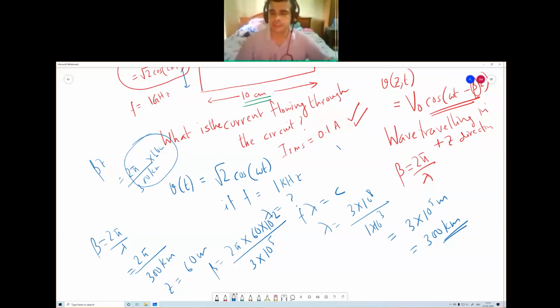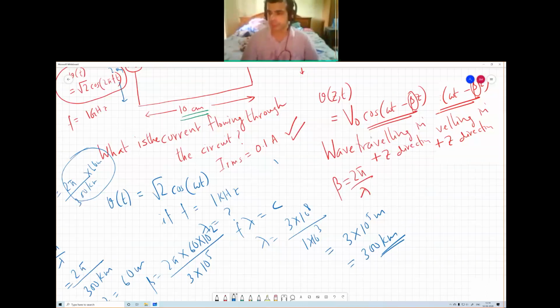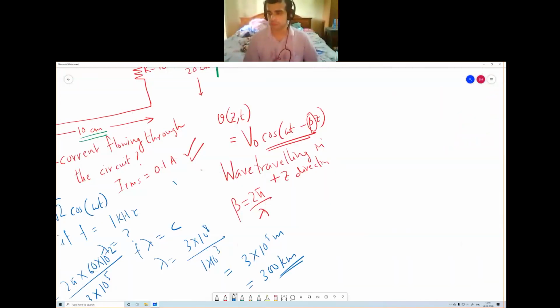Can you see how small this term is, this beta z? Is it okay? Right? So for low frequencies, this beta z can be easily neglected as compared to the omega t. Fine? When frequency is low, the lambda is much larger than the circuit dimensions. If frequency is low, then lambda would be large because lambda into frequency is a constant. If the frequency is low, lambda would be high.